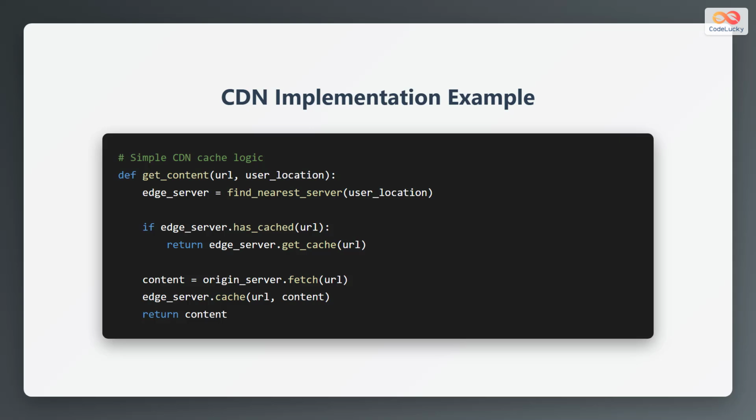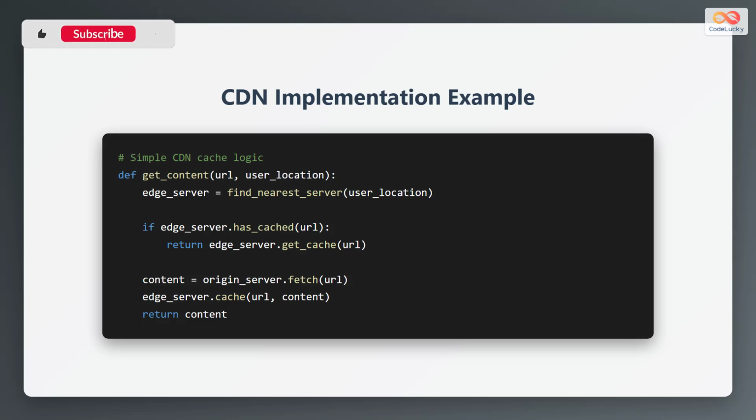Here is an example of how a content delivery network can be implemented in code. First, a comment, simple content delivery network cache logic. Then, a function named get_content, which takes a universal resource locator or URL, and the user's location as arguments. Edge server is equal to find_nearest_server, which takes the user location as an argument. An if condition to check if the edge server has cached the URL.